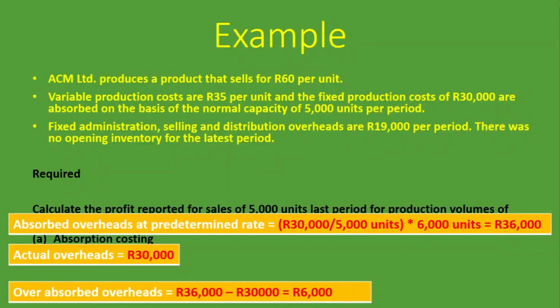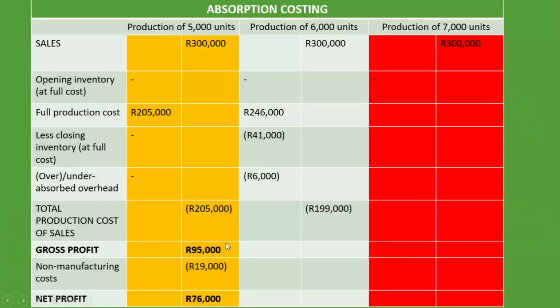If the answer is less than the actual fixed production cost for the period, then we have under absorbed. So in this case, we have over absorbed because the answer here is more. 36,000 rand is more than the actual overheads of 30,000 rand. So we have over absorbed, so we need to deduct it. So we have just deducted here over absorption. Since we over absorbed by 6,000, we deducted it here.